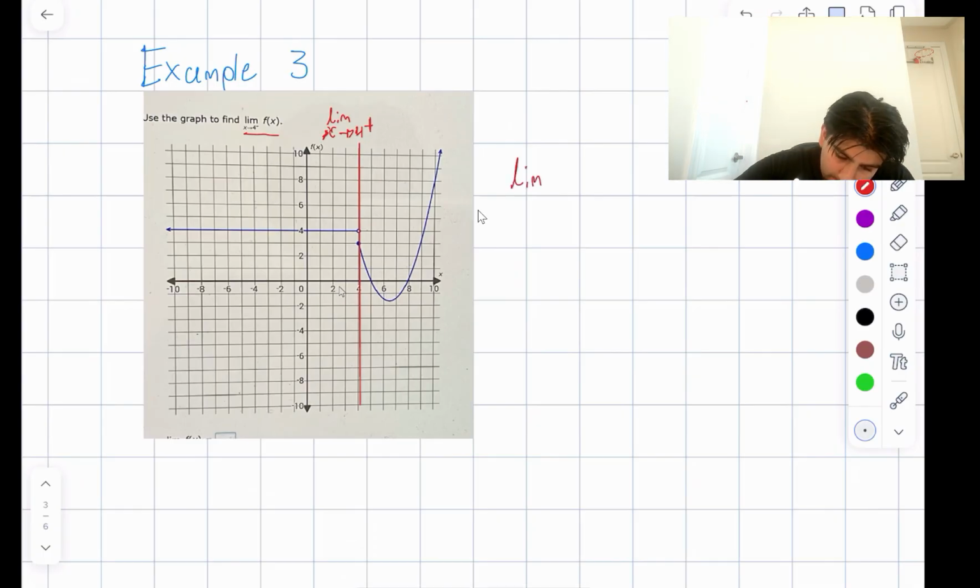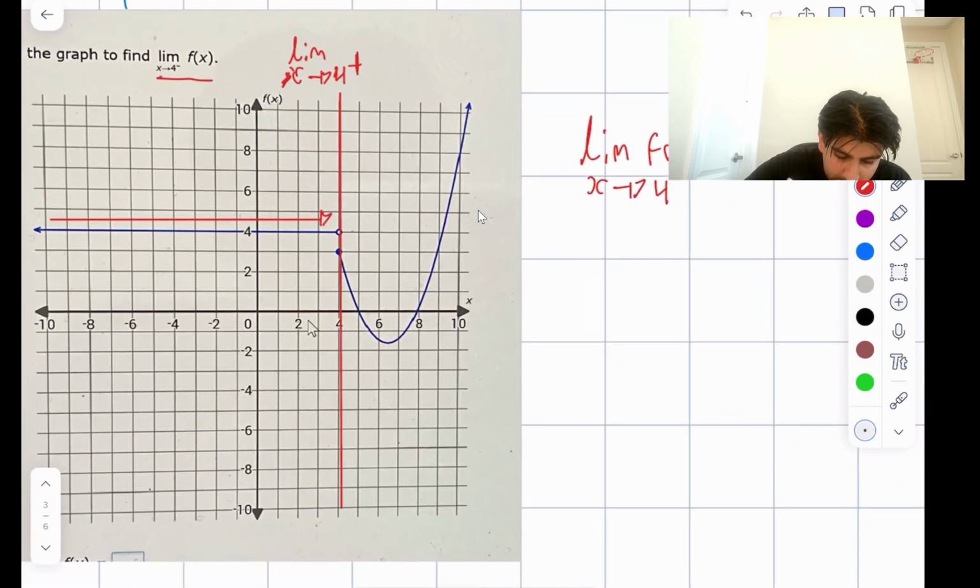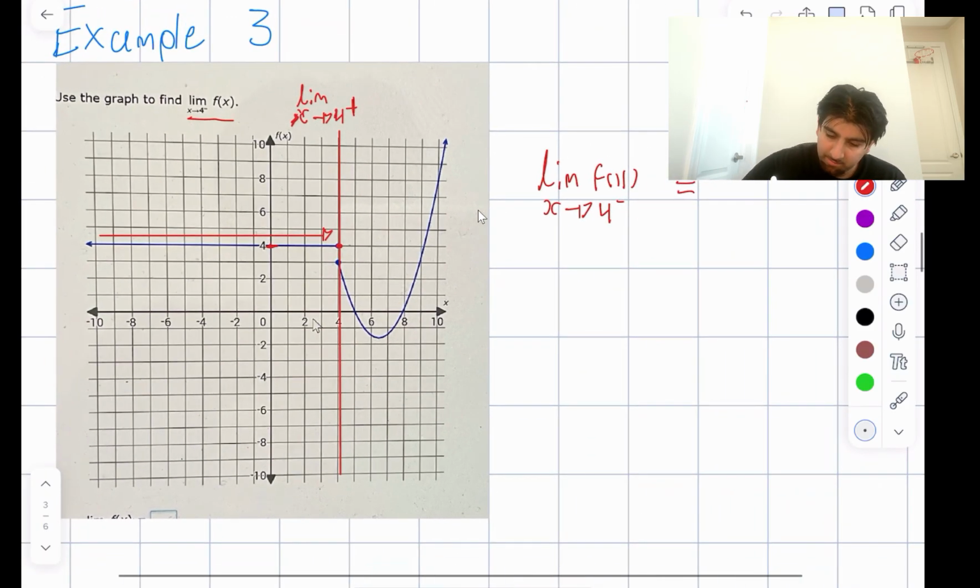Limit of f of x as x approaches 4 from the left. So we move along the graph from the left this way. Where do we end up? The point that we reach at the line is at 4. So the limit is going to be 4.